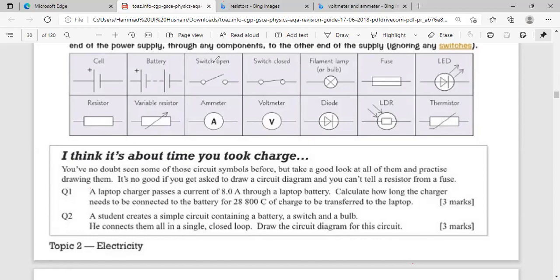Through a laptop battery, calculate how long the charger needs to connect to the battery with 28,800 coulomb of charge to be transferred to a laptop. Coulomb is the unit of charge. Now, can you solve this question? You can solve it on the page if you have.